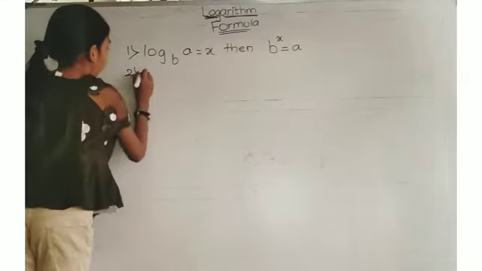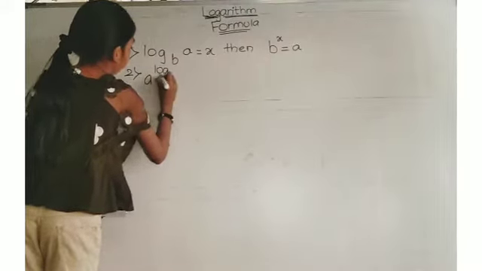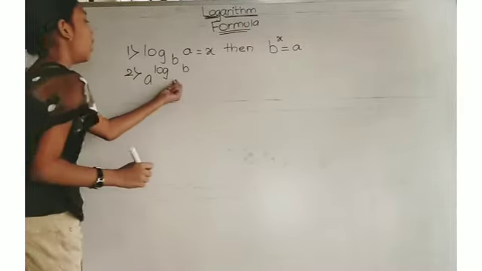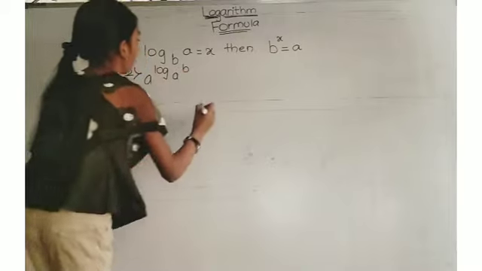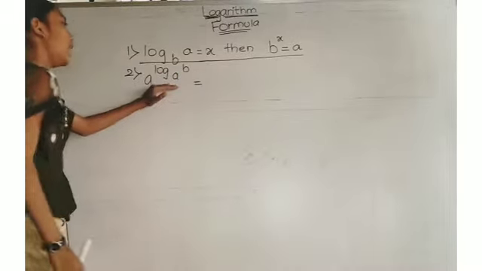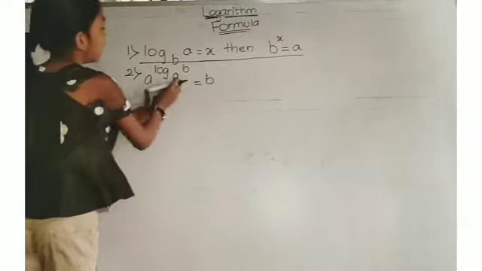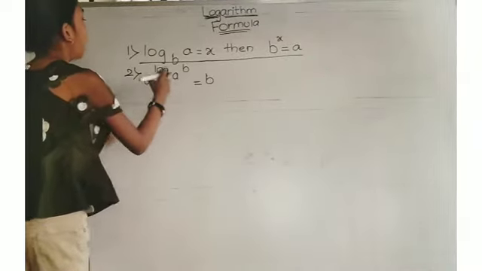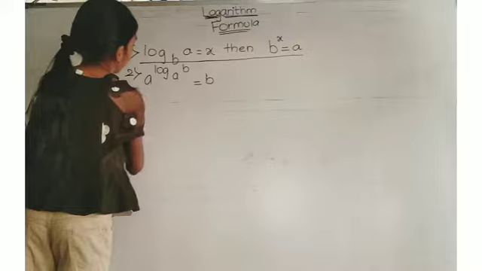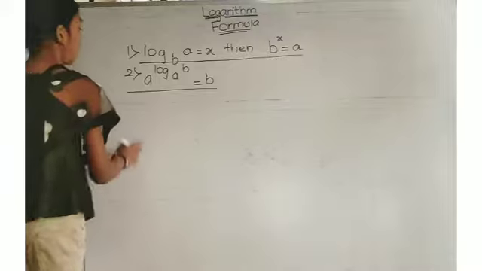Now the second formula, which is A raised to log B base to the A is equal to B. Now this and this part shall be the same. The letter or alphabet, both shall be the same. Letter, alphabet or number, whatever it is, it shall be the same.